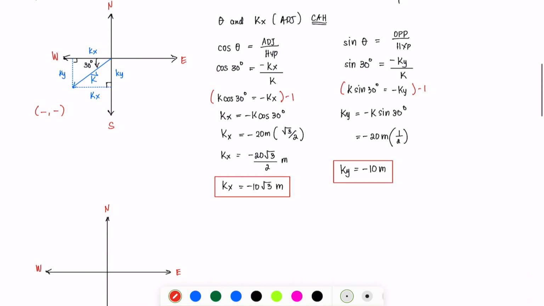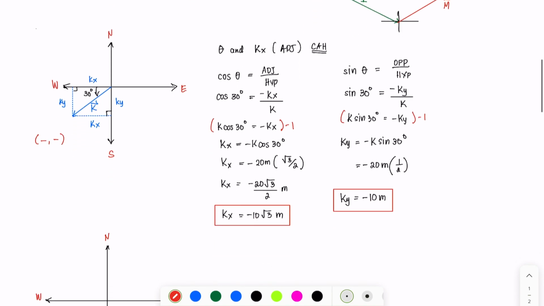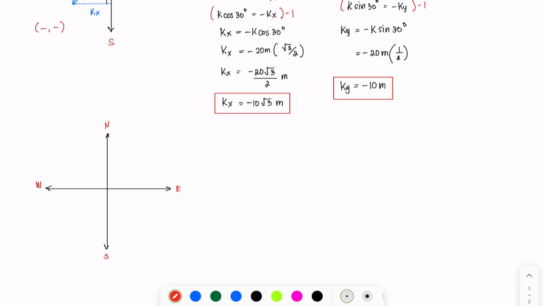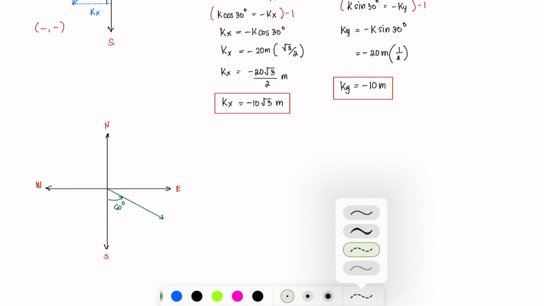All right. Now it's east of south. So I'll start from south going east. So it should look like this one. Yeah. You don't have to scale anymore. This is purely for visualization purposes of your vector. So that's 60 degrees.